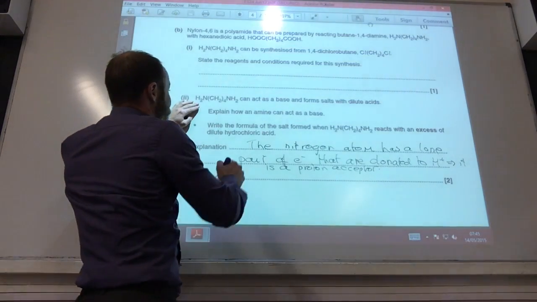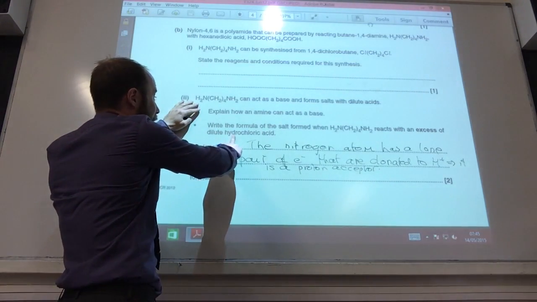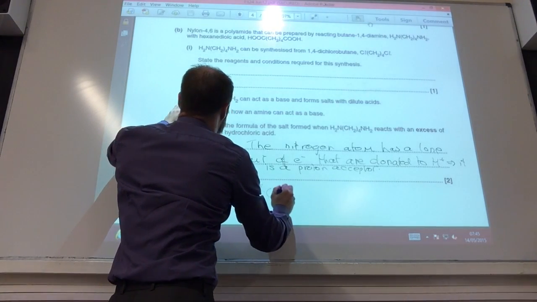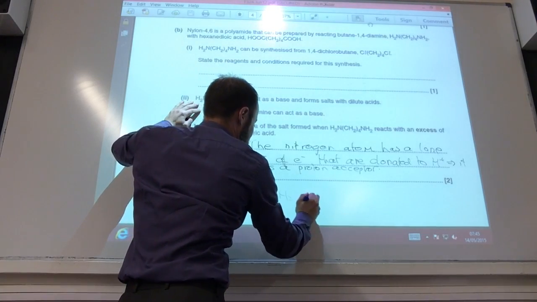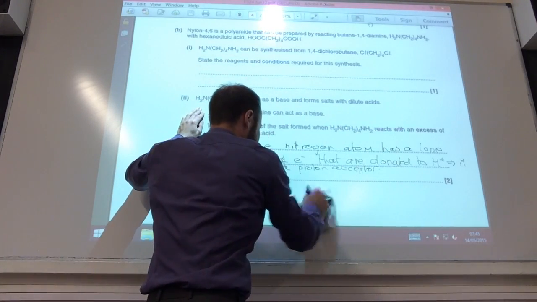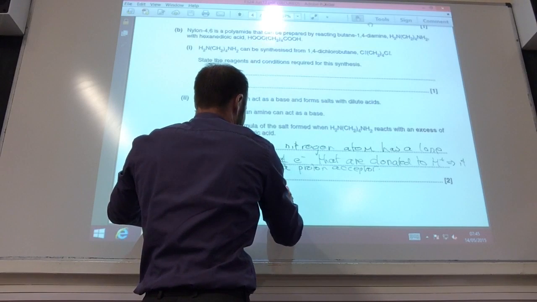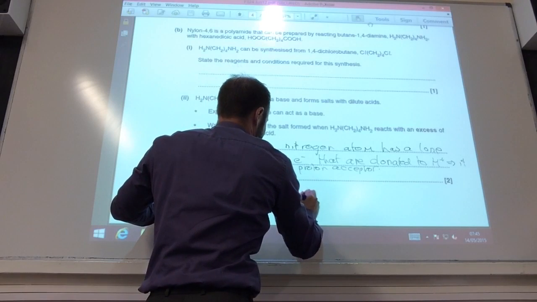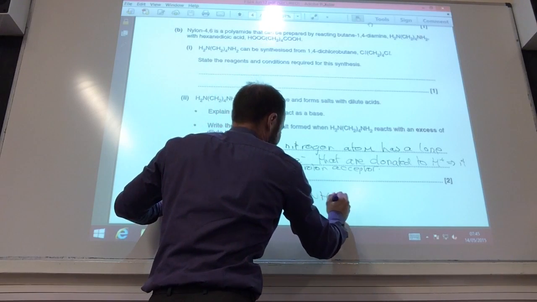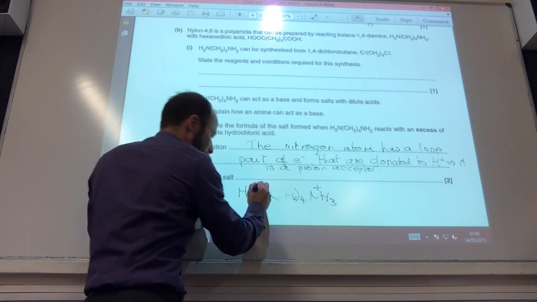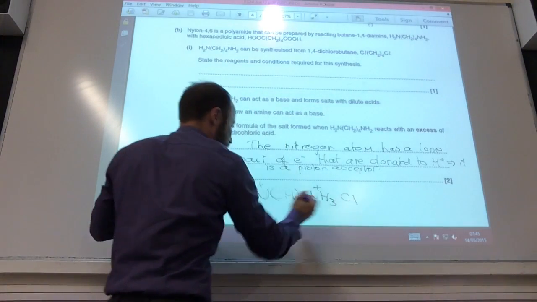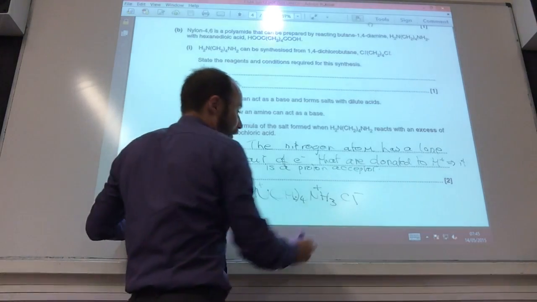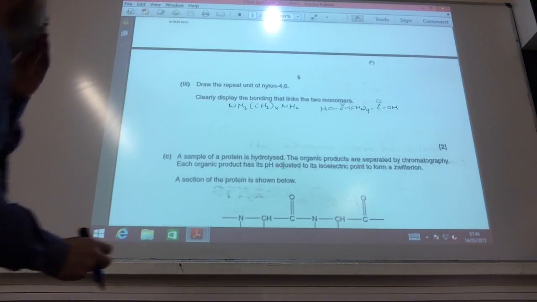Formula of the salt, okay, so it's told me it's reacting with dilute hydrochloric acid. So, first of all, I'm going to put a plus charge on each of these. Look. CH2 4, NH3 plus. So plus charge on both those nitrogens, because it's in hydrochloric acid, the counter anion is Cl- on both sides as well. Okay, so I'm going to now draw the repeat unit of nylon.